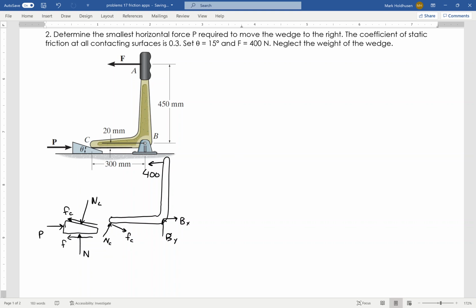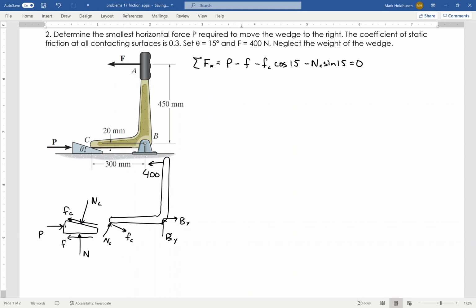Okay, so let's start with the wedge. We'll write our equilibrium equations. I'm not going to have a moment equation on this one. Wedges, again, they don't rotate, they just slide. Okay, so I don't have any moments that I have to worry about in this one. I definitely have a P like that. I have an F in that direction. I also have an FC cosine of that angle, which is 15, like so. And then I have the corresponding NC normal force, which is sine of 15 equals 0.